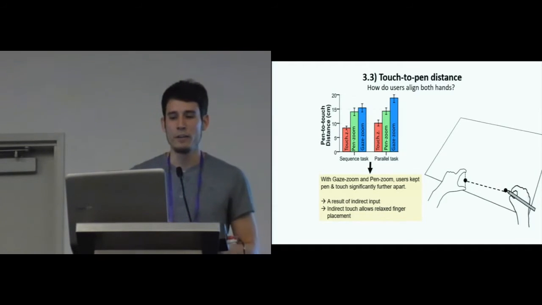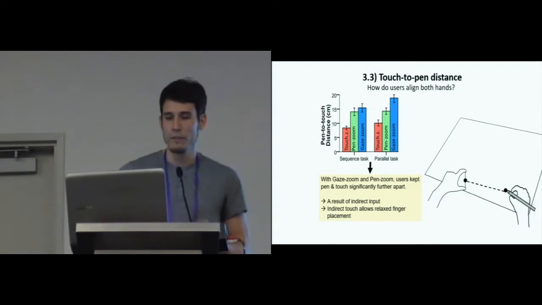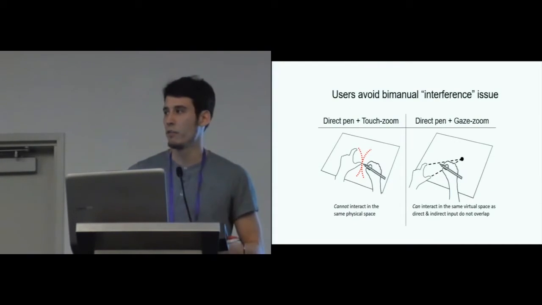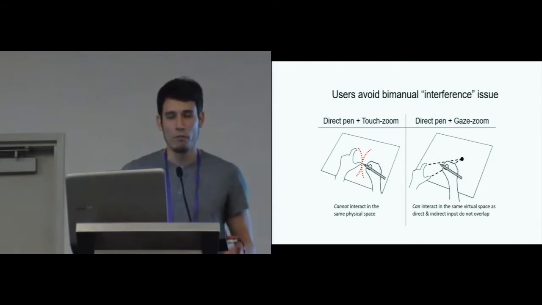As touches are now indirect, users can put the hands anywhere on the screen, which allows for a more relaxed finger placement. And because of this relaxed finger placement, this also indicates that users avoid the issue of interference between both of the hands. With direct pen and touch, it's not really possible to use both of the hands in the same space because they spatially interfere. However, when you use direct pen input in combination with indirect touch, such as in the gaze zooming approach, it is possible to interact in the same virtual space.